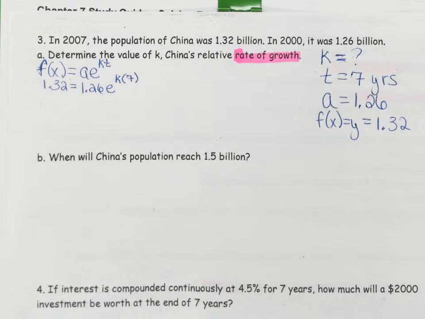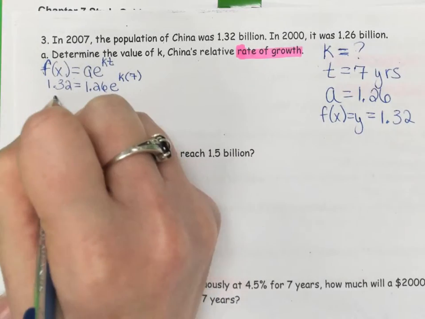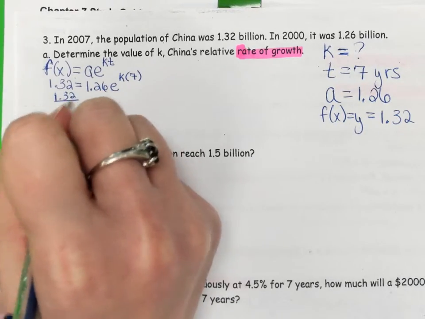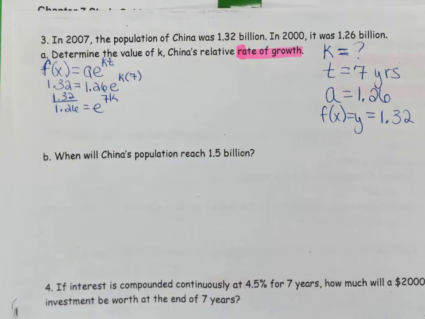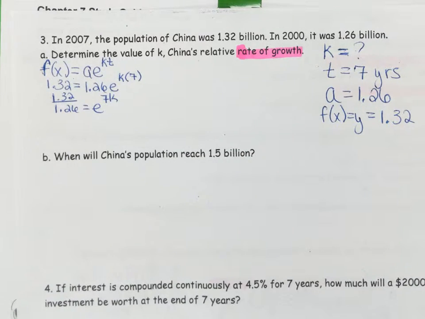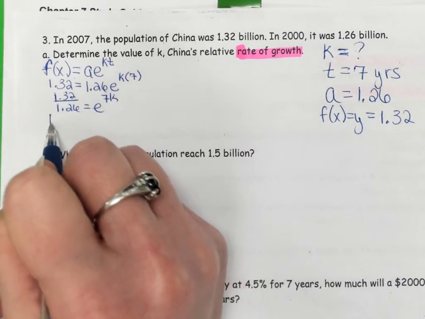Y'all okay? All right, what can I do? Divide. And when I divide 1.32 and 1.26, does that divide evenly? No, it doesn't. All right, so let me see. I'm going to do 1.32 divided by 1.26 equals e to the 7k power. All right. What's the opposite of the e? How do you get rid of it? Natural log. Very good.